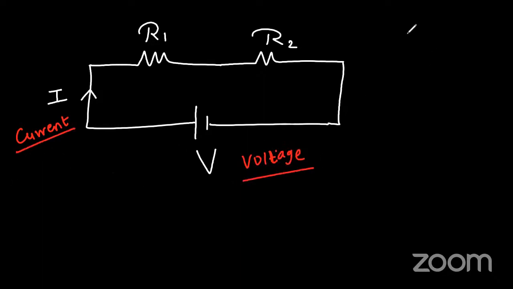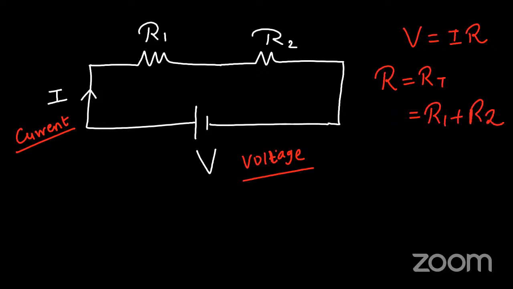Okay. Now we can use Ohm's law. V is equal to IR. And what is R? R is the total resistance. And what is the total resistance? These two are connected in series, right? In a continuous manner. Is there any breakup line here? Nothing. So what is the total resistance? R1 plus R2. I know R1, I know R2, I know the total resistance.